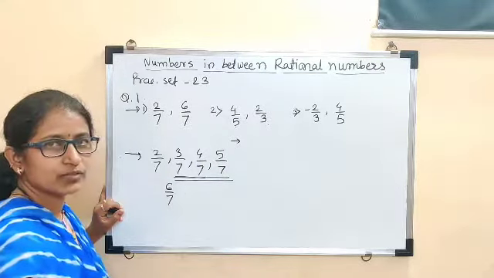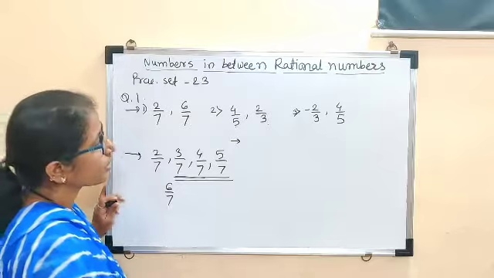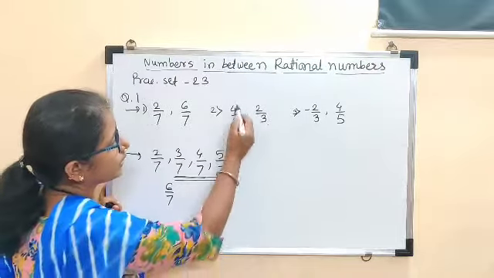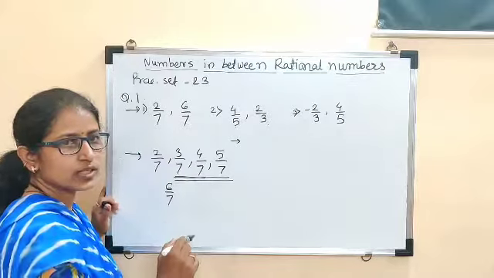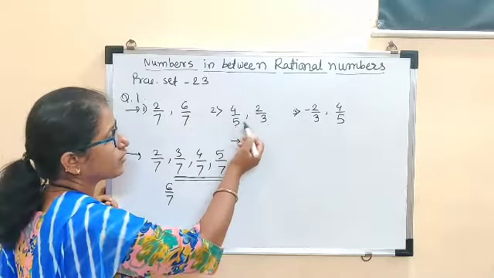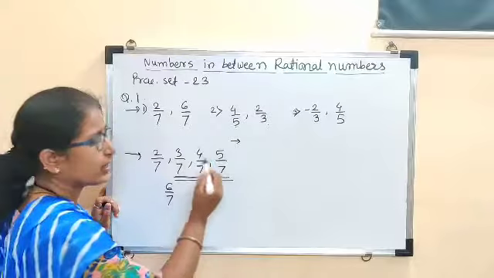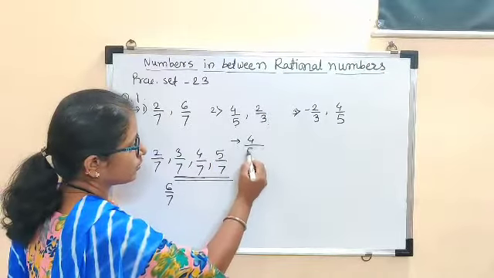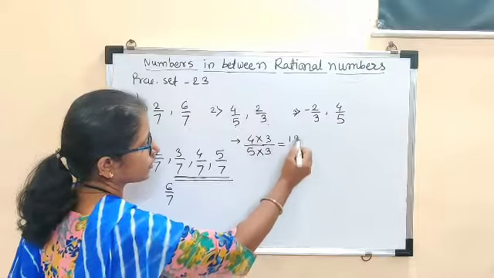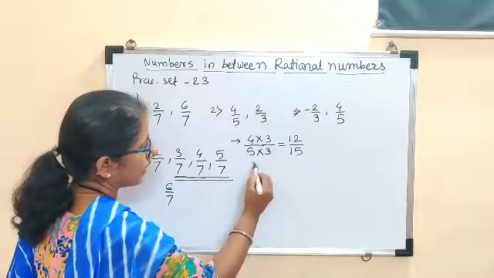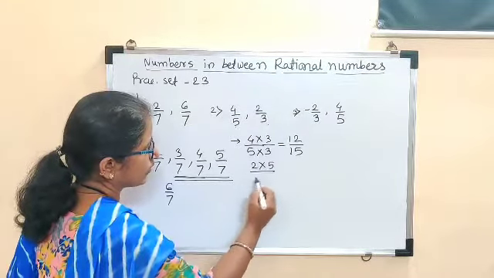You have to make the denominators equal. 5 2s are 10. If you multiply both by 2, it will not work. 5 2s are 10 and 3 2s are 6. Next, take 3. 5 3s are 15, 3 5s are 15. So you multiply the first number by 3. What does it come to? 12 upon 15. And the second you multiply by 5.